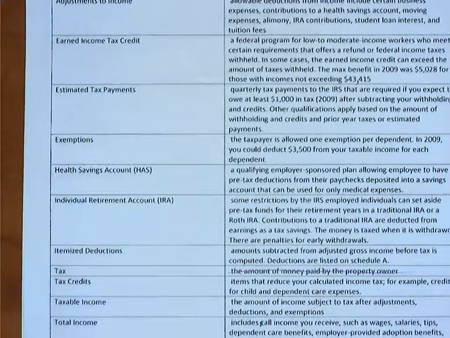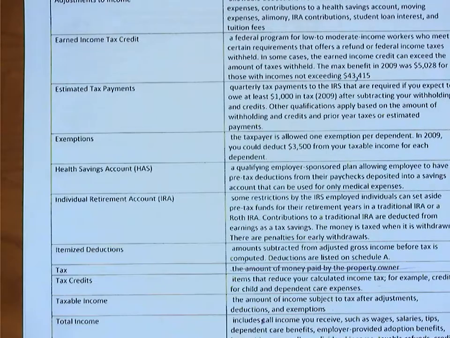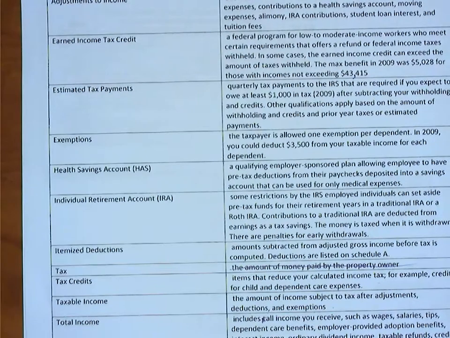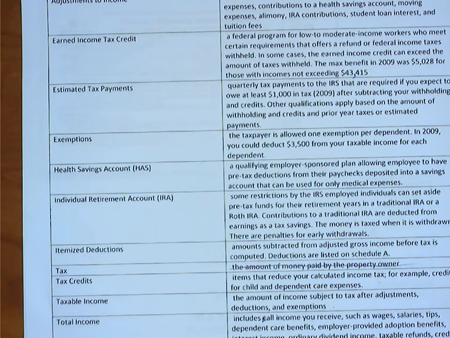You have an earned income tax credit, which is a credit that you receive if you exceed an amount of taxes withheld, or if you have a low or moderate income and meet certain requirements. Estimated tax payments are the quarterly payments that are paid to the IRS anytime that you owe at least $1,000. That's what the employer sends.